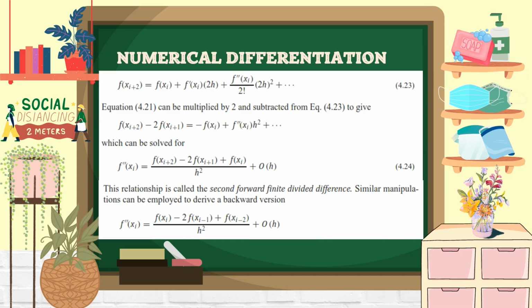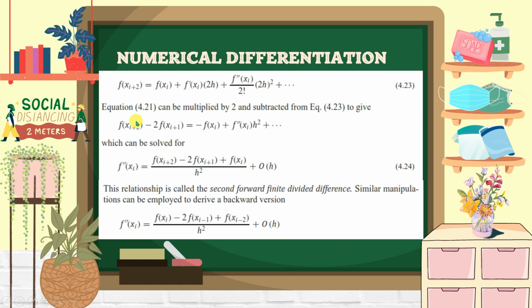Besides first derivatives, the Taylor series expansion can be used to derive numerical estimates of higher derivatives. To do this, we write the forward Taylor series expansion for the function of x sub i plus 2. So we have the function of x sub i plus 2 is equal to the function of x sub i plus the first derivative of the function x sub i times 2h plus the second derivative of the function x sub i over 2 factorial multiplied by 2h squared and so on.